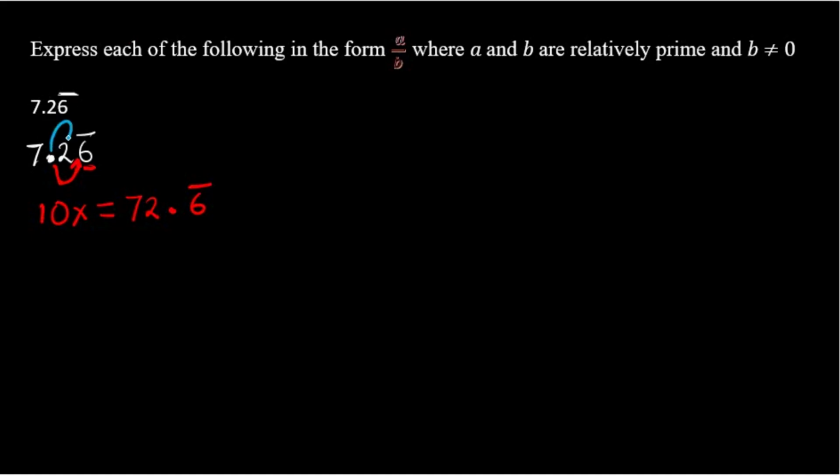Then the second equation, we need to get the point behind the number that is repeating. So we move how many times? 1, then 2. So what we have will be 100x. Why 100? Because we've moved 2 times, like 1, then 2. So that's why I say 100x equal to 726.6, like that.